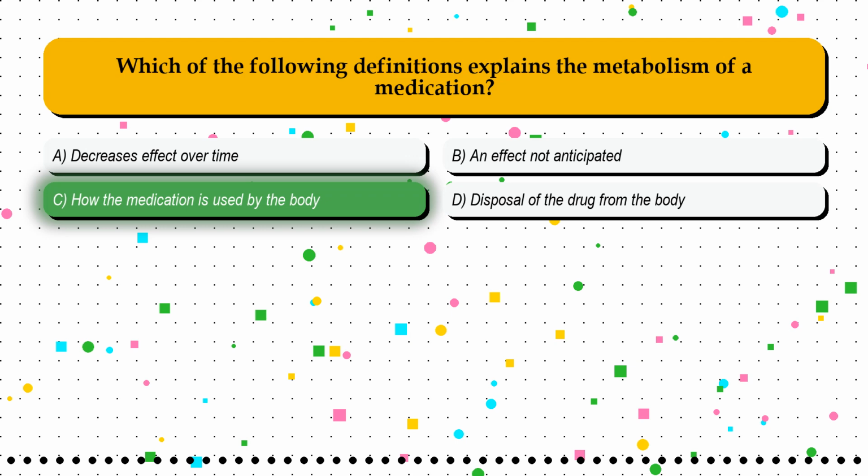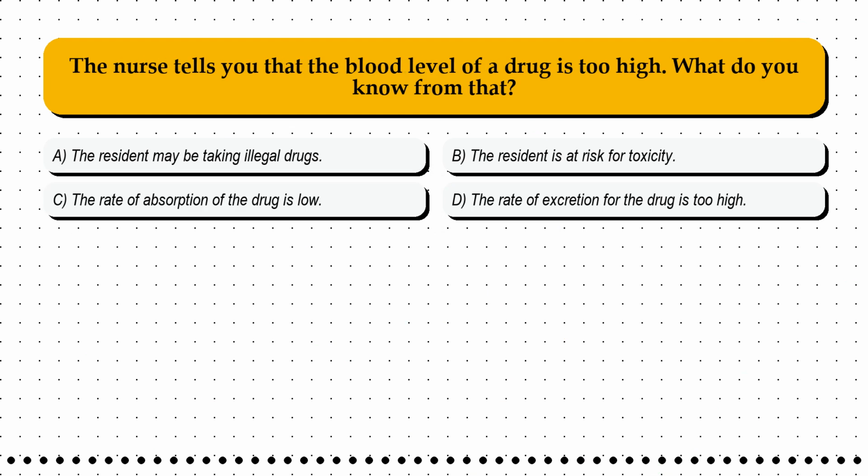The correct answer is option C. How the medication is used by the body. Question 66. The nurse tells you that the blood level of a drug is too high. What do you know from that? Option A. The resident may be taking illegal drugs. Option B. The resident is at risk for toxicity. Option C. The rate of absorption of the drug is low. Option D. The rate of excretion for the drug is too high.